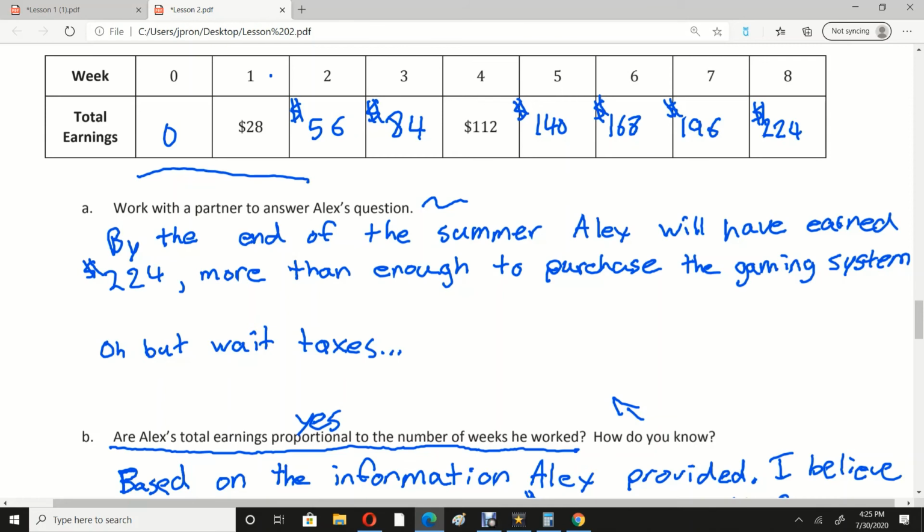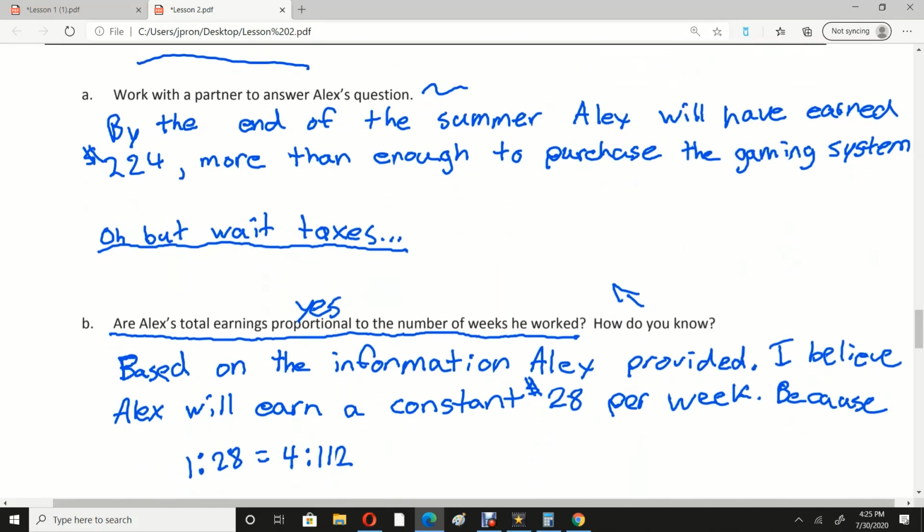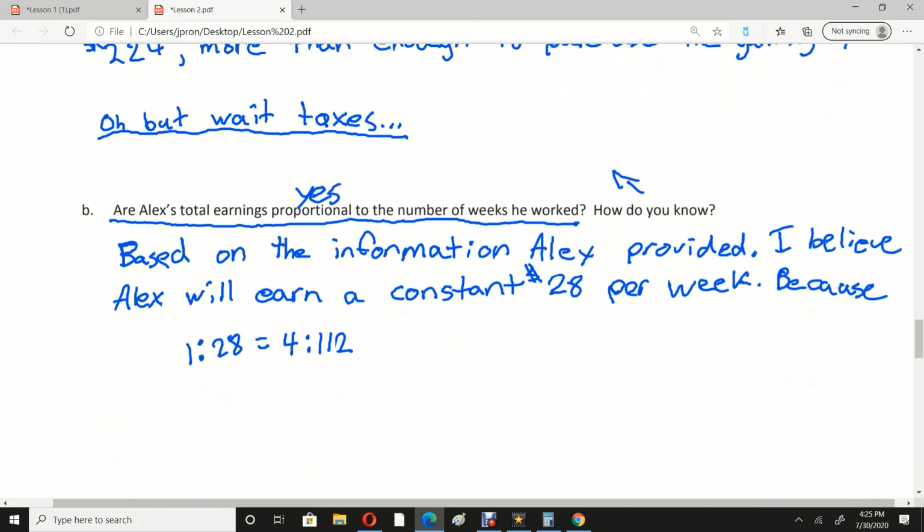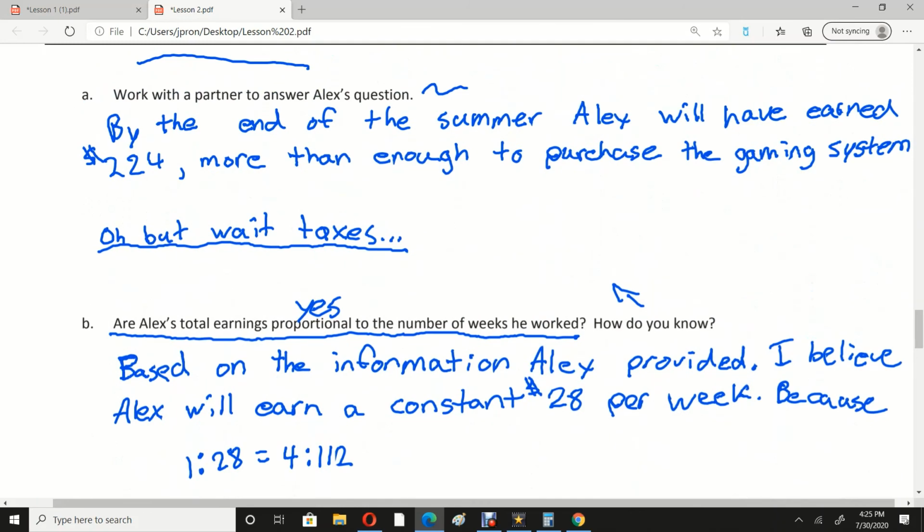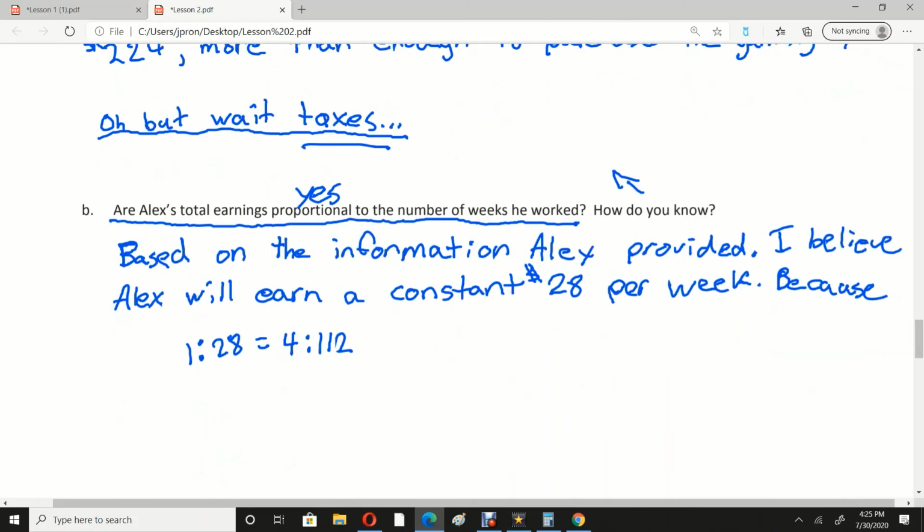And you can see I was being a little sarcastic down here. Oh, but wait, taxes. Because if you include taxes, you probably didn't have enough. But if we're just assuming that there's no taxes in this scenario, right? But if you said no because there are taxes, then I'd also give you credit, right?